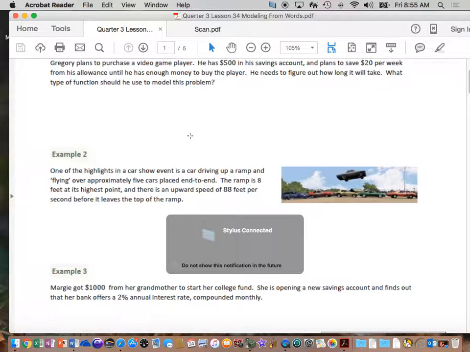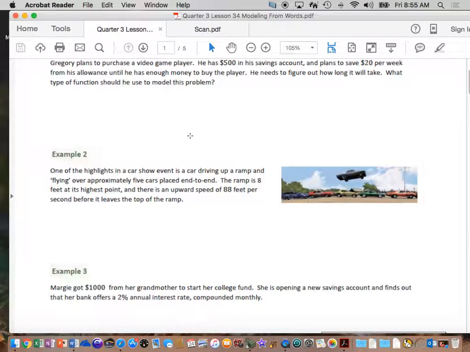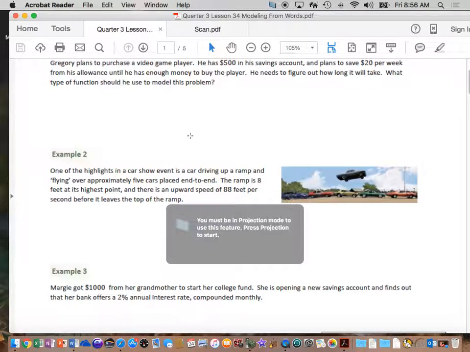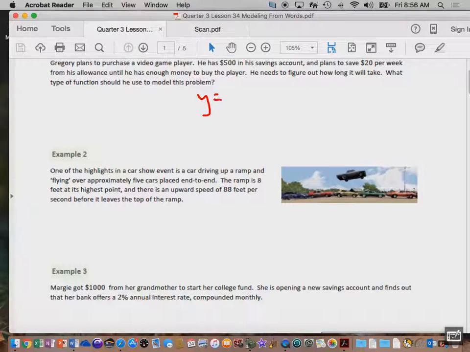Gregory plans to purchase a video game player. He has $500 in his savings account. He plans to save $20 per week from his allowance until he has enough money to buy it. He needs to figure out how long it will take. What type of function will model this problem? What type of function, guys? y equals mx plus b, also known as linear. All right, the type of function is linear. What this function would be, the actual function, would be y equals 20x plus 500.